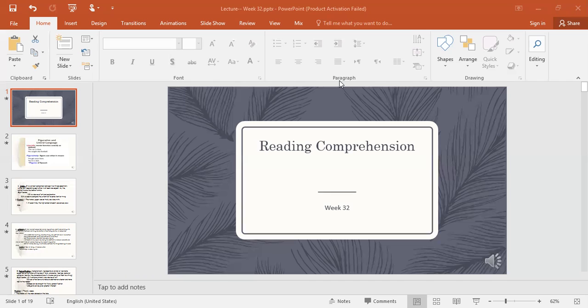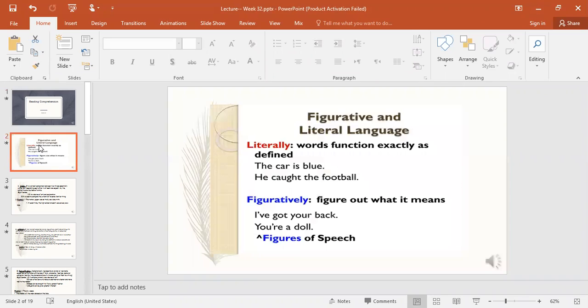Let's start. First of all, before we start our reading lesson, we are going to start with something new, a comprehension skill. I know that you took this maybe before, but it's the first time we explain it this year. It's figurative language and literal language. Okay? I want someone please to read. Ali Khalifi, read please.